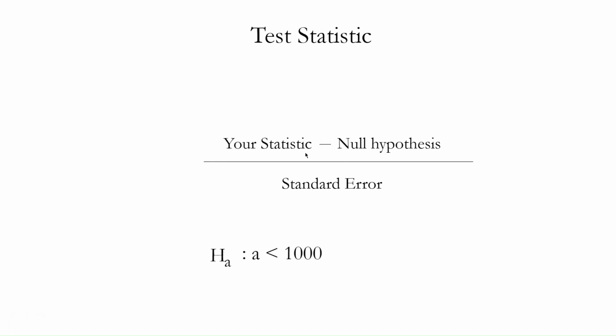But there's one thing you have to take note of. This is the formula for the test statistic, but there's one thing you have to take note of. If your alternative hypothesis is average is less than 1,000, for example, 1,000 is an example. Let's say it's less than, then you have to use this formula. But if it's more than, you have to use the same formula, but you have to do 1 minus this formula. That's just one thing to take note of.